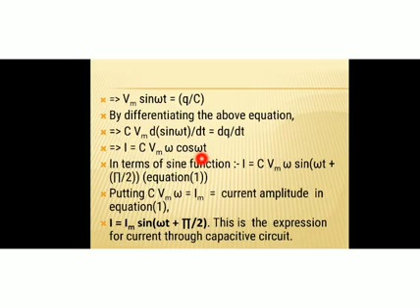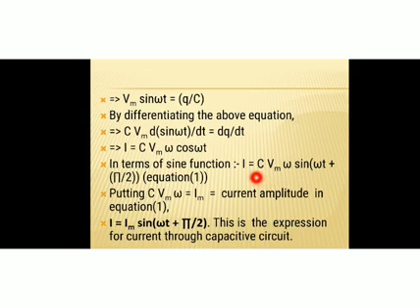So it's not possible to compare both voltage and current. In order to compare these two quantities, both of them must be expressed in terms of the same trigonometric function. So here we need to express the current I in terms of sine function. It can be rewritten like this: C Vm omega sine omega t plus pi by 2. So cos omega t is equal to sine omega t plus pi by 2.